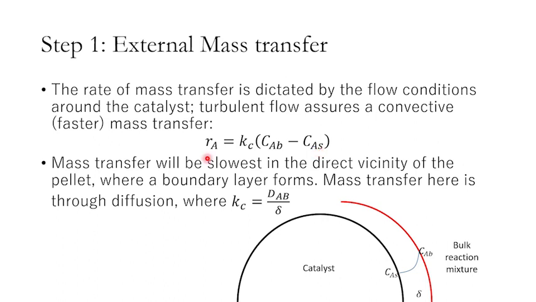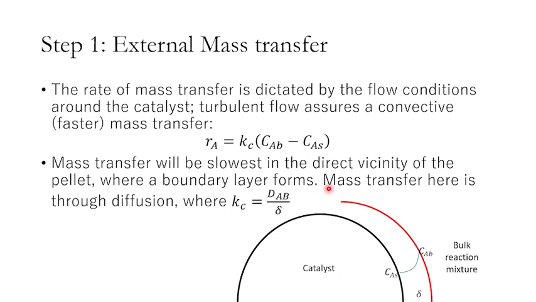This follows the general form of our rate equations, and that is driving force over resistance. Our resistance in this case is 1 over Kc. As we have previously learned, mass transfer will be slowest in the direct vicinity of the pellet where a boundary layer forms. Remember that the boundary layer cannot be removed, it can only be minimized.